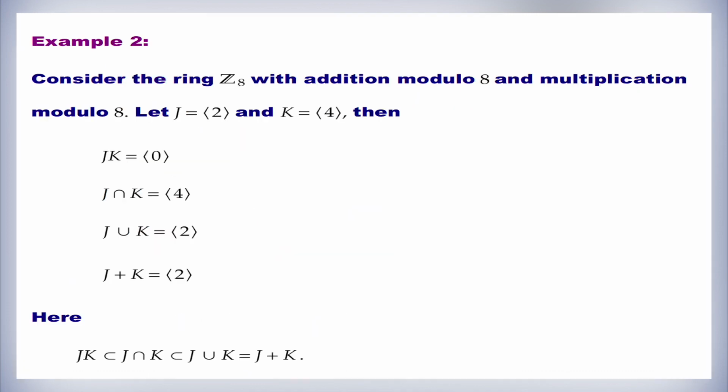Let us consider the next example. Consider the ring Z8 with addition modulo 8 and multiplication modulo 8. Let J be the ideal generated by 2 and K be the ideal generated by 4. Then, JK equals the ideal generated by 0, J intersection K equals the ideal generated by 4, J union K equals the ideal generated by 2, and J plus K also equals the ideal generated by 2. Here, JK is a subset of J intersection K, which in turn is a subset of J union K, and that is equal to J plus K.